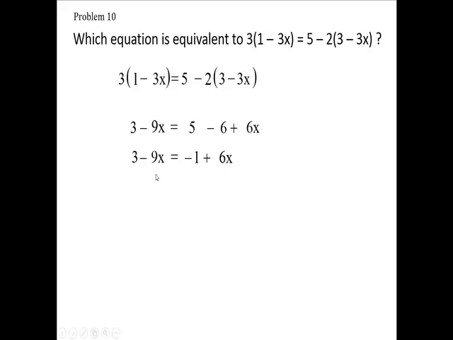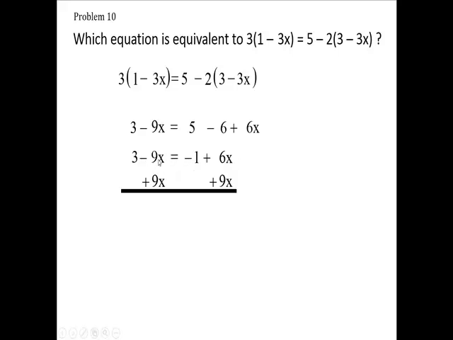Now, which is smaller, minus 9 or positive 6? Well, negative numbers are always smaller than positive numbers. So if you have a choice of getting rid of the negative 9 or the plus 6, we are going to get rid of the minus 9 with a what? A plus 9x. Put that here and put it where else? Put it under the 6x. Okay?